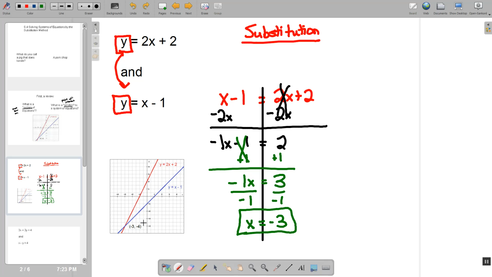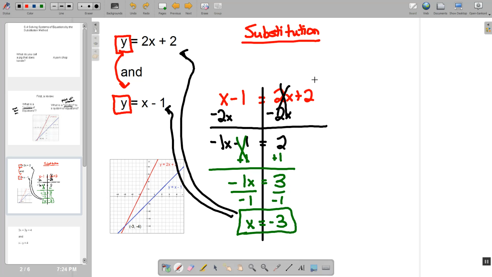Which is good because when I graphed it, I actually got the same x value that I got from the substitution method. So we know we're on the right track. Now, in order to find y, we have to take this value of negative 3, and we simply plug it into one of the 2 equations that we started with. It doesn't matter, and I'm going to show you why, but it won't matter either way.